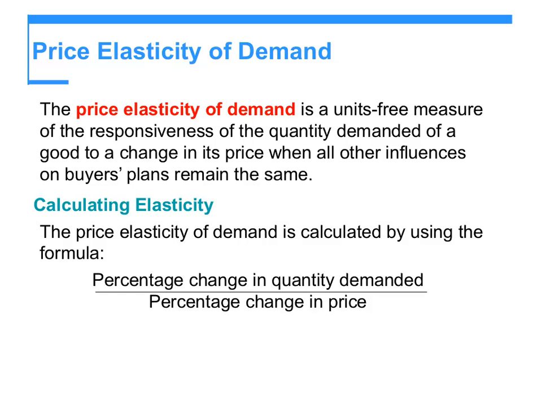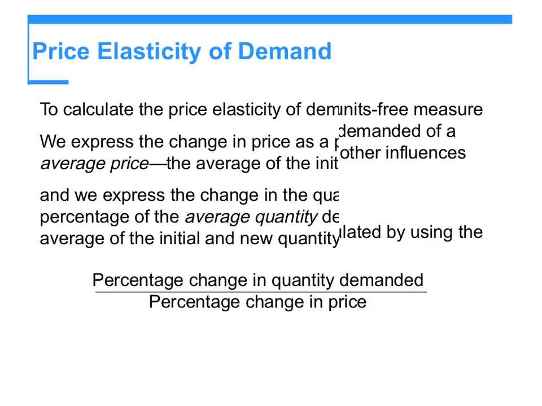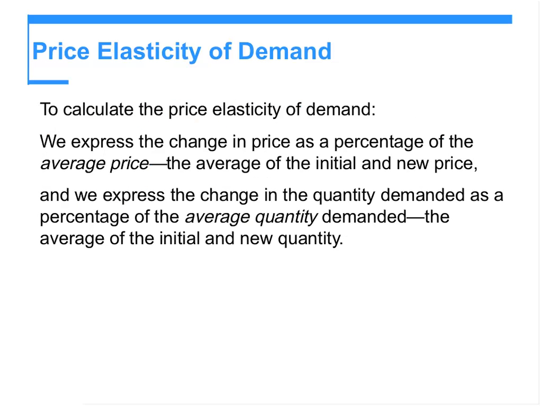That's what it means. The positive and negative is not really important, it's just about the changes. So let's go further. To calculate the price elasticity of demand, we express the change in price as a percentage of average price, the average of initial and new price. So average price means: what was the price before, what is the new price now? What is the average? That is the average price, which is the sum of both of them divided by two.